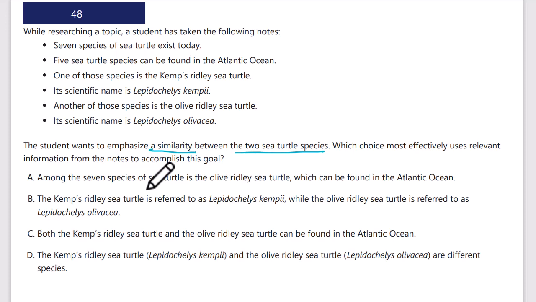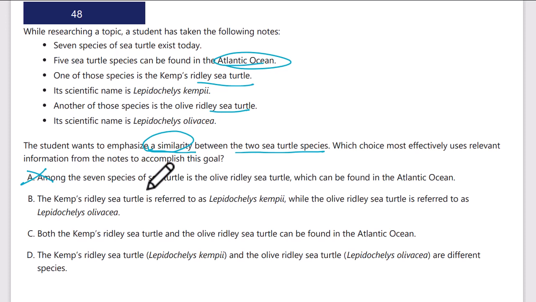Okay, so we want a similarity. How are they the same? They're both in the Atlantic Ocean, right? One of which is Kemp's Ridley. The other is olive Ridley. They're both Ridley sea turtles, and they're both in the Atlantic Ocean. So those seem to be the same information. Among the 7 turtles is the olive Ridley sea turtle, which can be found. Now, I need to have both of them. If I'm going to do a similarity, I need to mention both turtles.